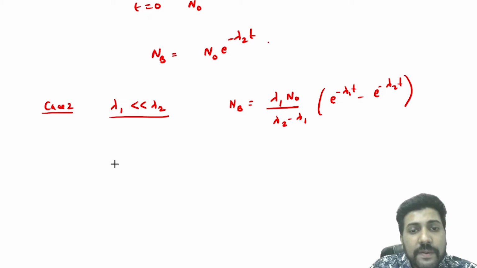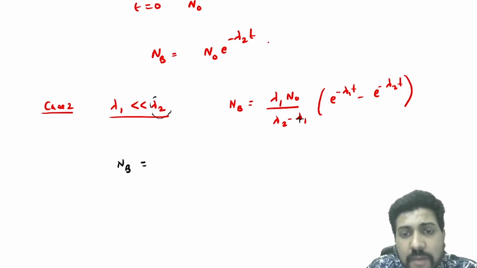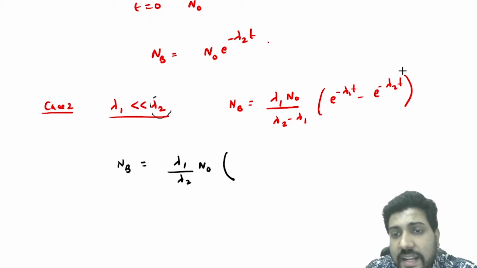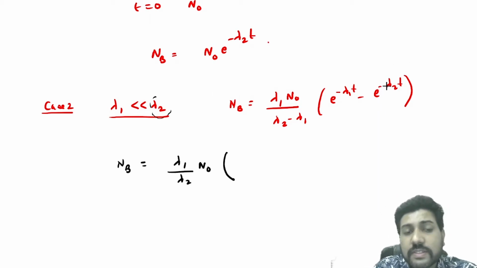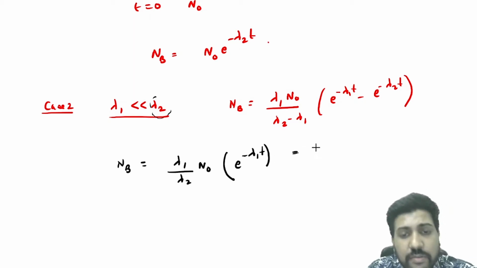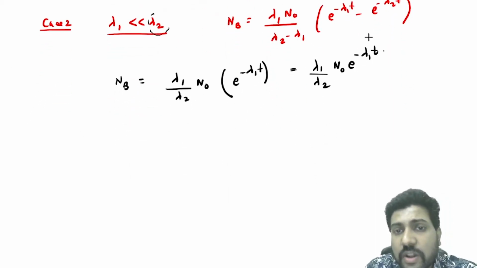Okay, now NB is equal to, after approximation, what we will do? So this time lambda 2 is large, so we will neglect lambda 1 in front of lambda 2. So you will write NB is equal to lambda 1 by lambda 2 n naught into, this time because lambda 2 is large, we will neglect this and assume this to be 0 because e power minus infinity is 0. So here we will write e power minus lambda 1 t. So this time we will get NB is equal to lambda 1 by lambda 2 n naught e power minus lambda 1 t.